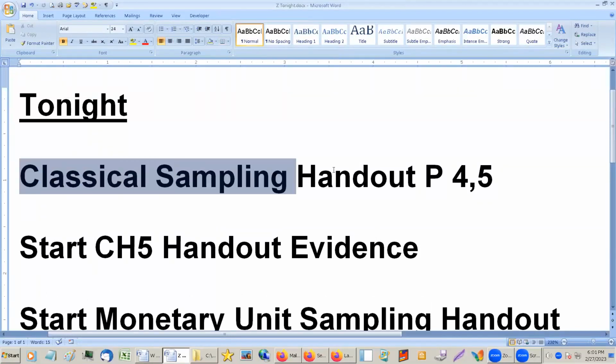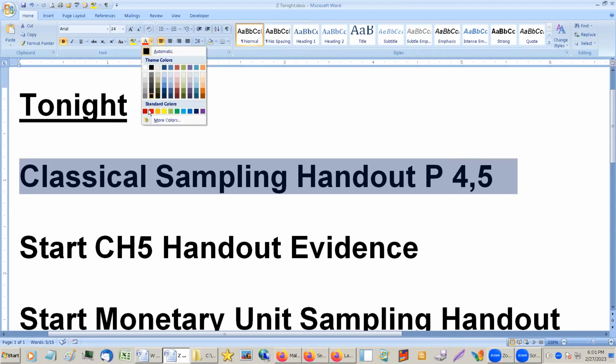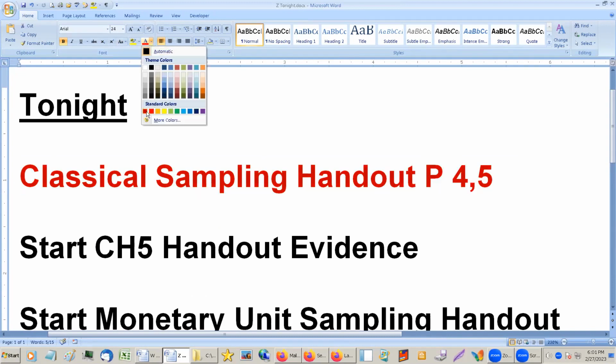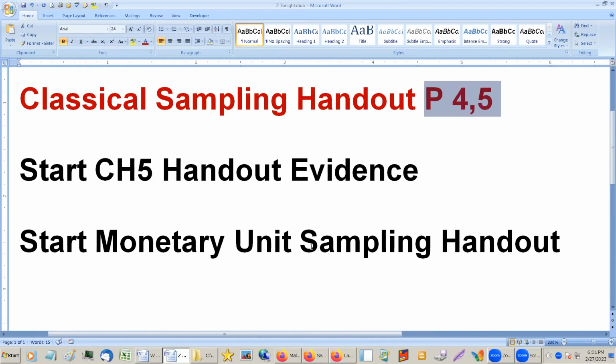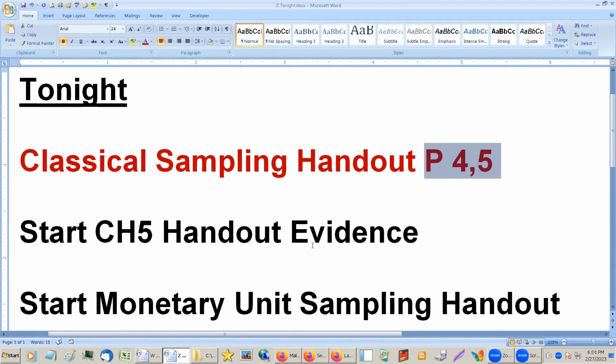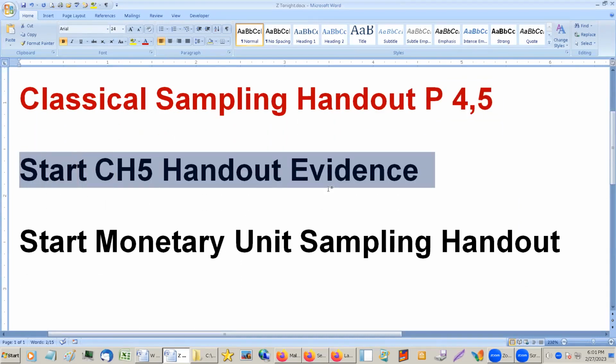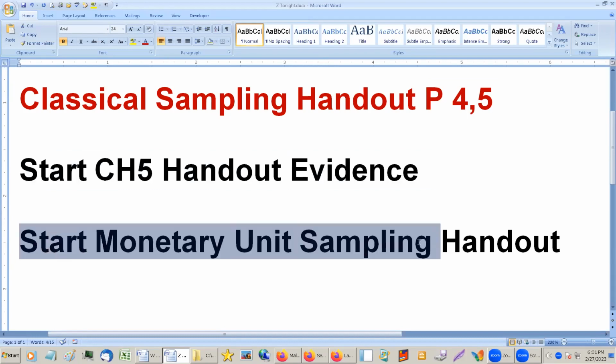Tonight, I just want to go over classical sampling. I know I gave you guys the last two problems, and some of you have already turned it in. But here's classical sampling. I just want to show problem pages 4 and 5. You guys probably already have it done. And then we're going to start in on a new handout, evidence, and another new handout, monetary unit sampling.